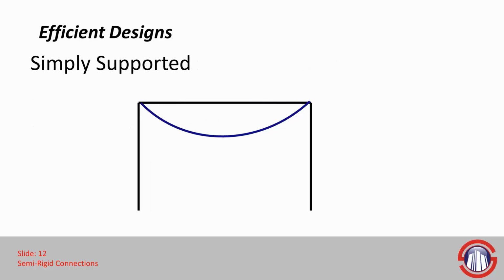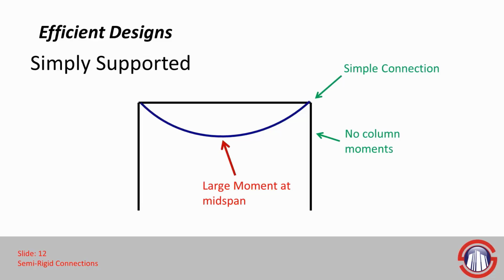Let's first look at a few different connection options. So if we have this simple frame here, and we know we have pin connections between the beam and the column, that means that we have a large moment at the midspan, and we don't have any moment in our columns. Again, the connection between the beams and the columns isn't transferring any moment.